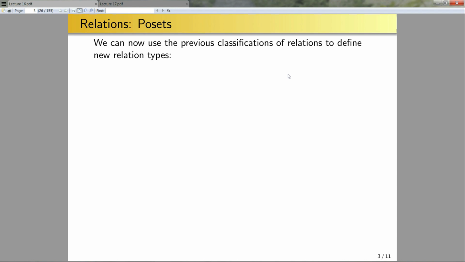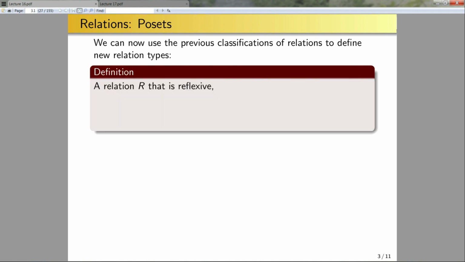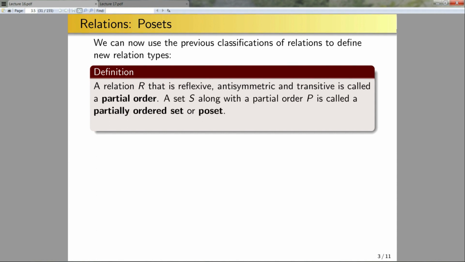Now that we have a new type of relation, we can combine this with the previous relations that we talked about in the last lecture, namely symmetric, asymmetric, antisymmetric, reflexive, and irreflexive, to talk about new types of relations. So for the first type of relation, a relation R that is reflexive, antisymmetric, and transitive is going to be called a partial order. So a set S along with a partial order, say P, is called a partially ordered set, or poset for short. So we can use this notation (S, P), or this R sub (S, P), to denote a poset.